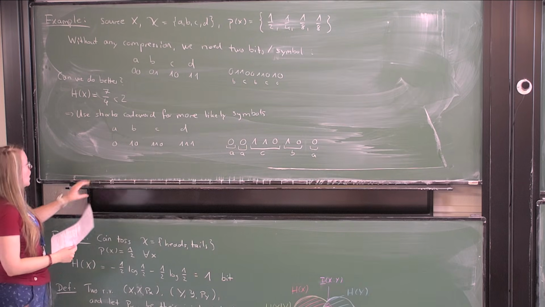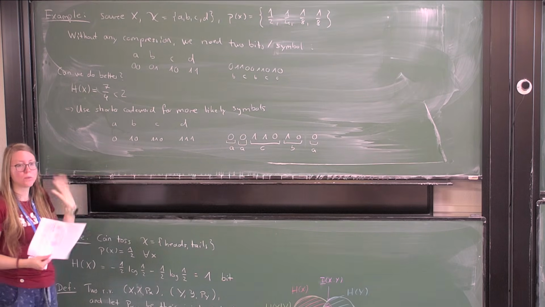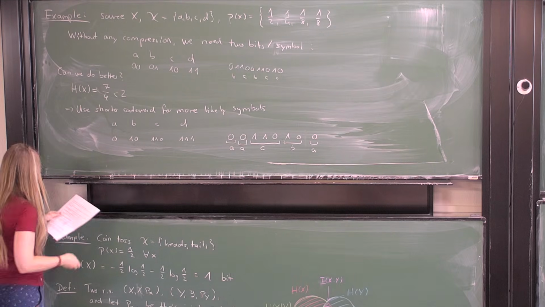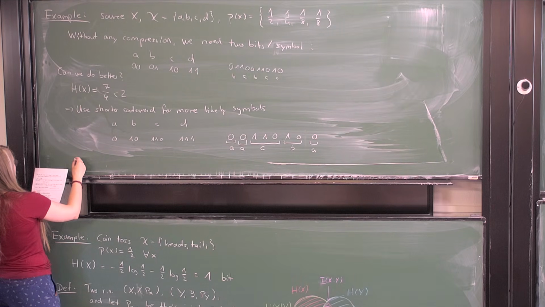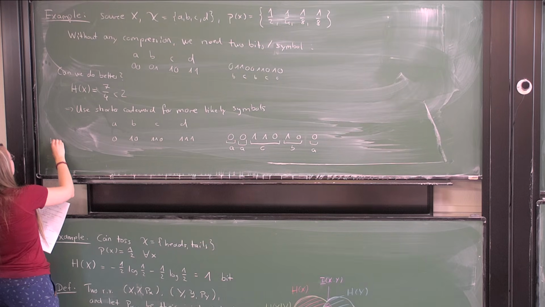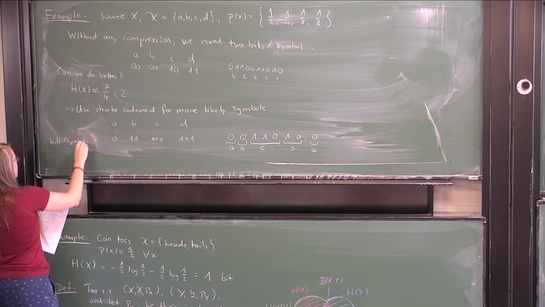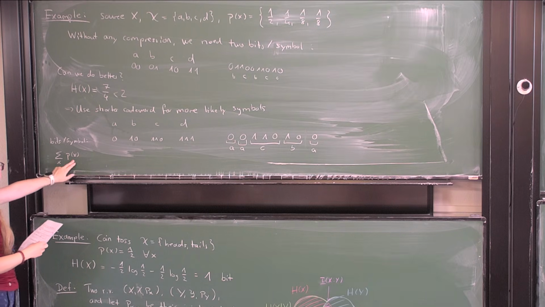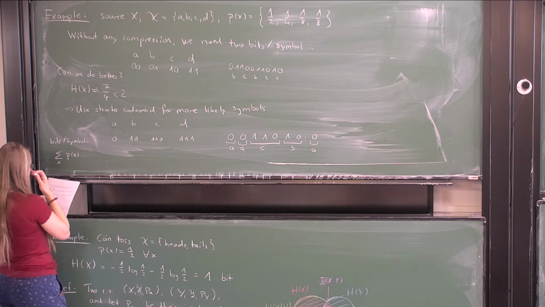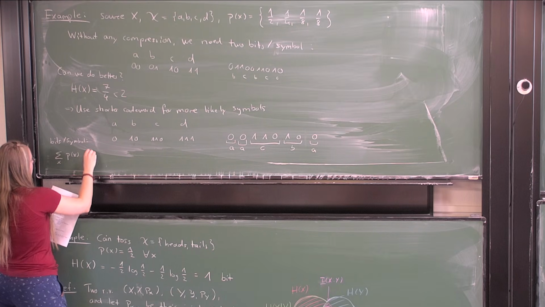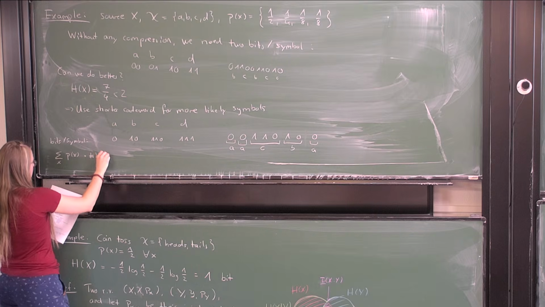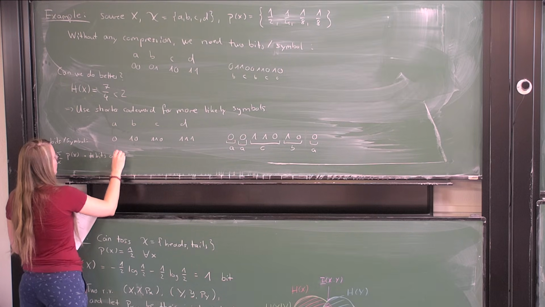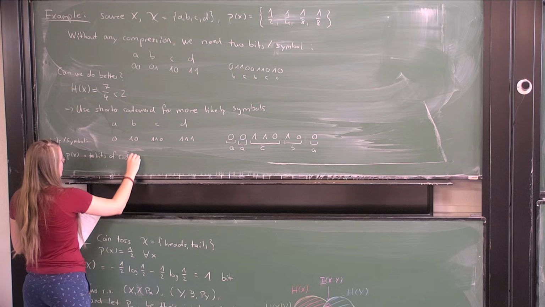And now you can calculate how many bits per symbol we have on average with this encoding. So to calculate that, on average, we would take the expectation value over all the realizations of a symbol, times the number of bits that your code word consists of.